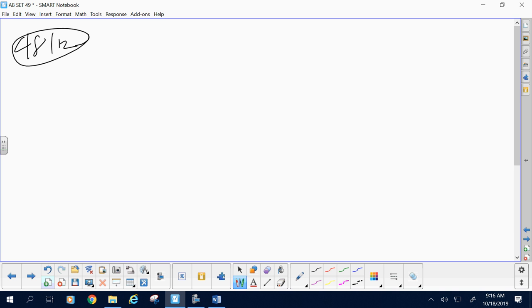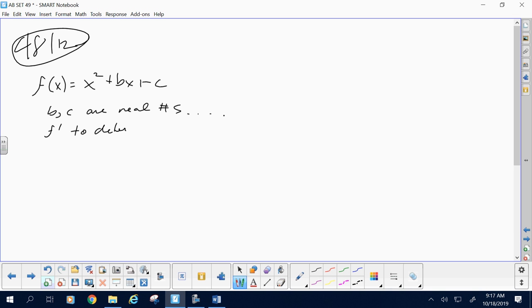Suppose f is x squared plus bx plus c, where b and c are real numbers. Use the first derivative to determine where the min occurs. First derivative to determine min. Okay? So really, I don't know if you get this or not, but they're really trying to get you some kind of quick way for finding the vertex of a parabola. Isn't that where a min happens?